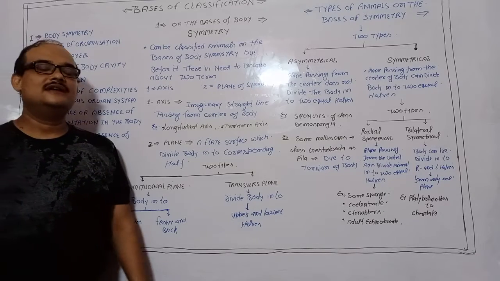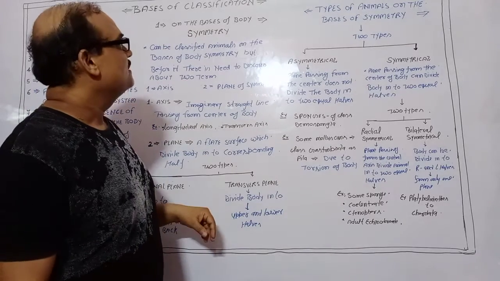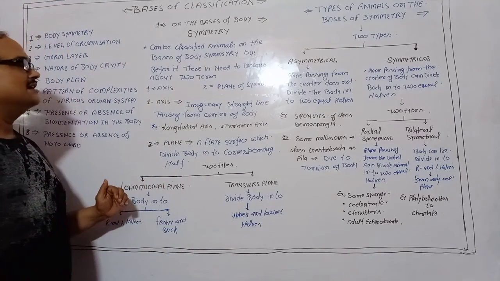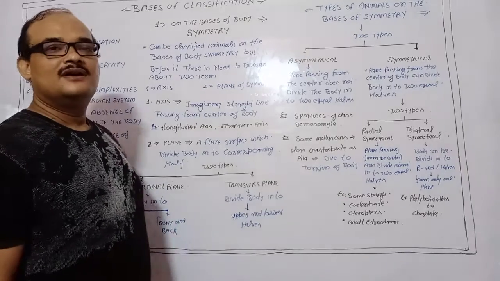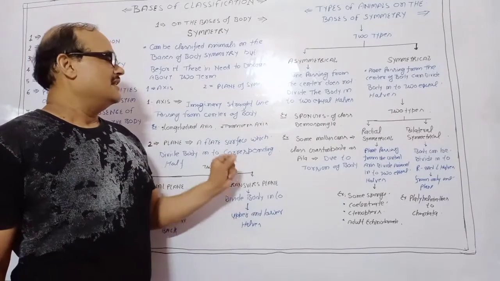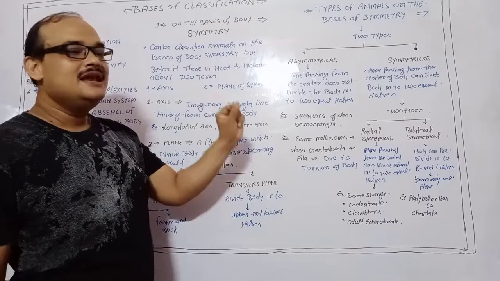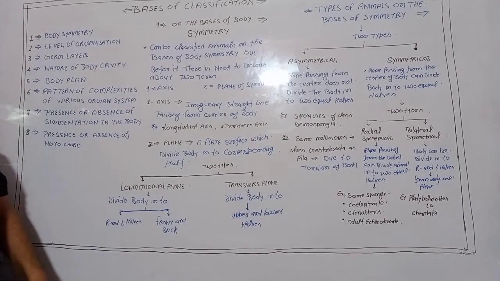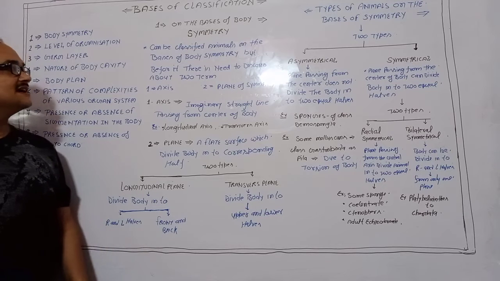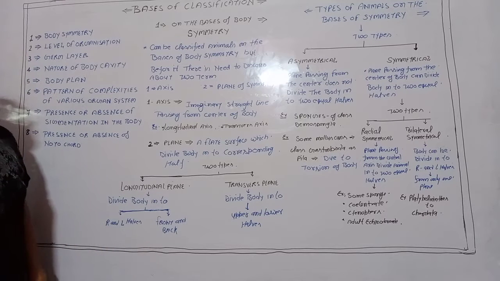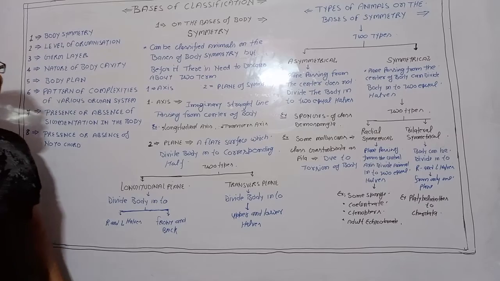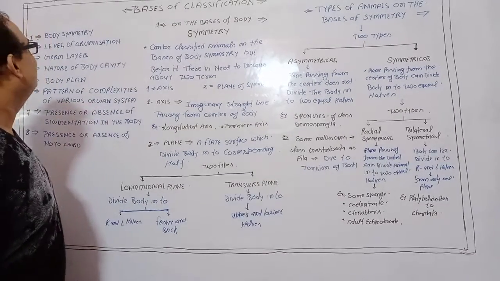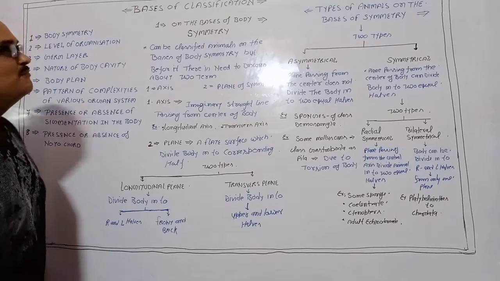As you know, there are several animals. As I told you, 9.5 lakh animals belong only to Animalia. That's why there is such a large number of animals here, so there is a need for classification. So what is a suitable plan for classification? That's why there is a need for different types of bases.